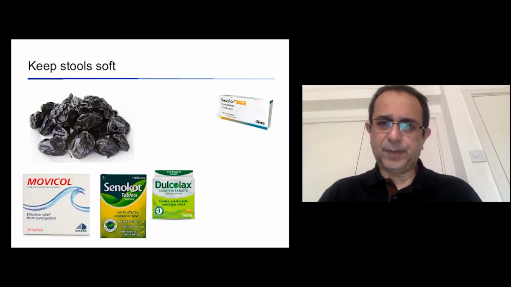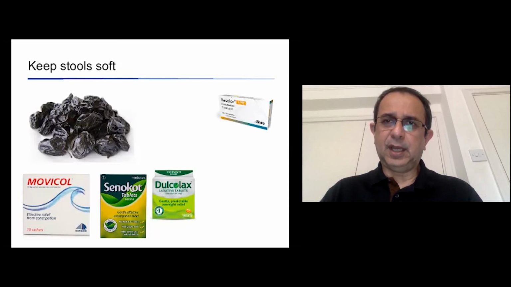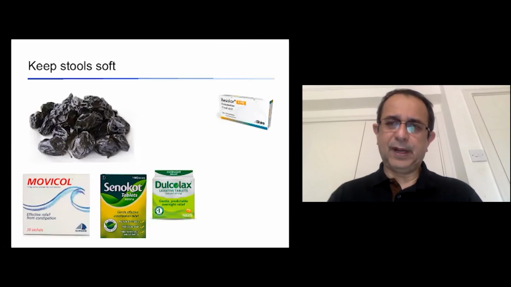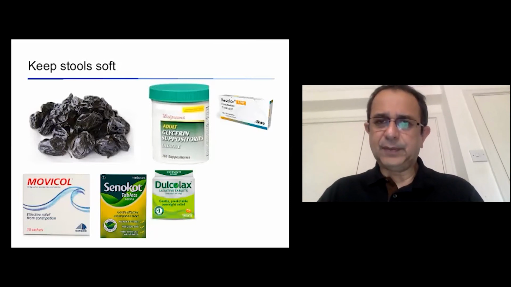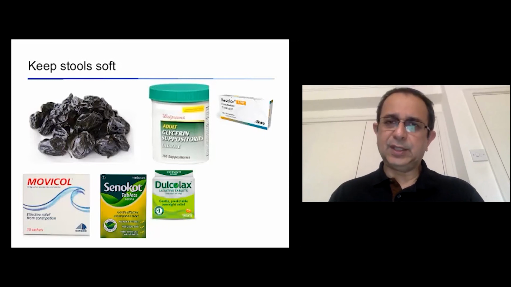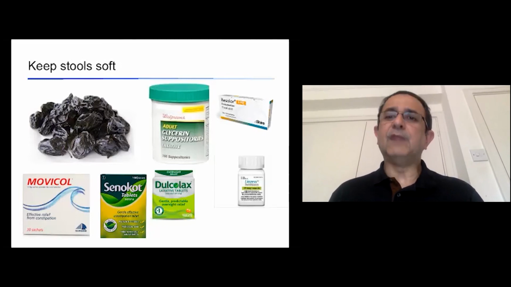If constipation is more severe, then we use what we call prokinetics. These are stimulants for the large bowel. The most common one is Resolor, and that can be very helpful in patients who are resistant to treatment with other options. Glycerine suppositories are for those patients who have a lot of difficulty with evacuation, and suppositories sometimes can be helpful.